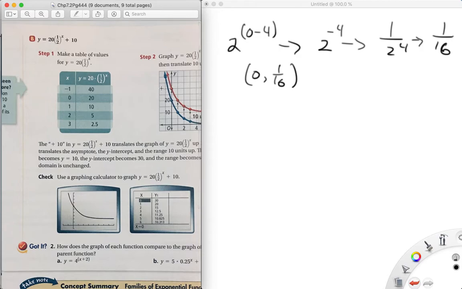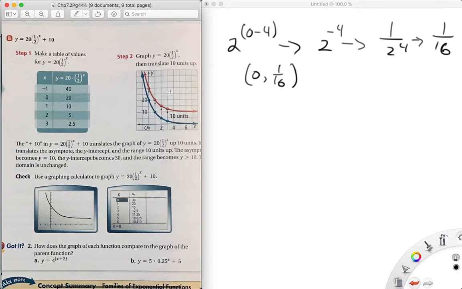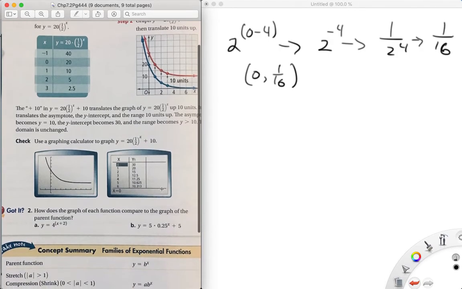Here they have y equals 20 times 1/2 to the x plus 10. So our parent function would be, since it's being added by 10, we'll just keep it at 20 times 1/2, which would be here in blue, where the y-intercept would be here. What's happening is, since we're adding 10, everything gets shifted up by 10. So this 20 will be added by 10, that'll be 30. Everything in the y is being added by 10 at the same spot. Up, up, up.